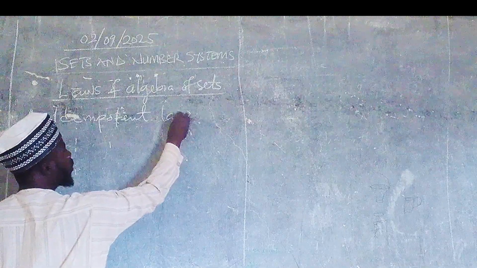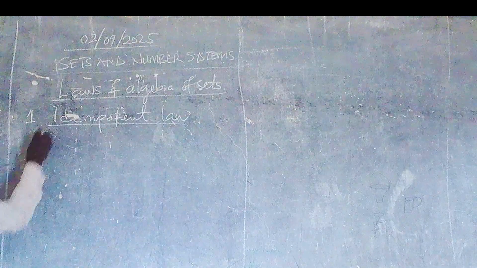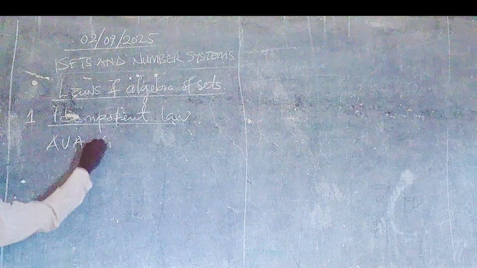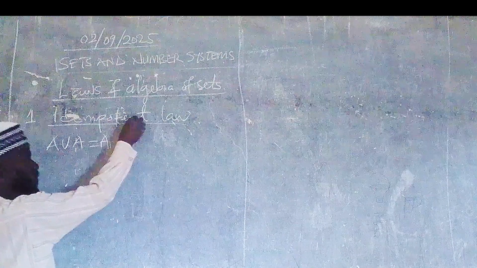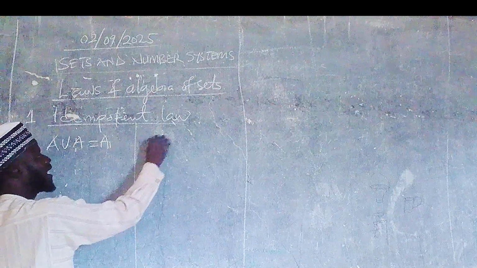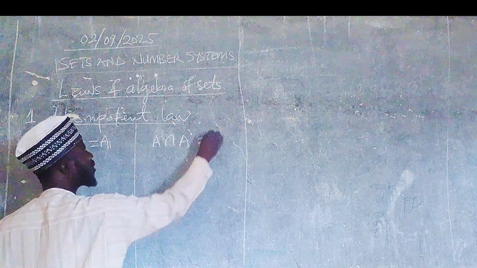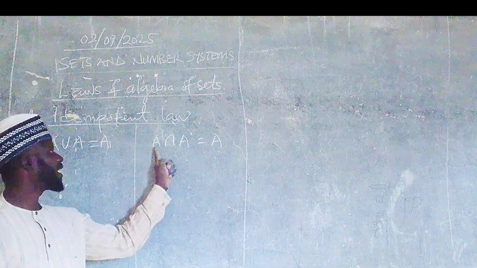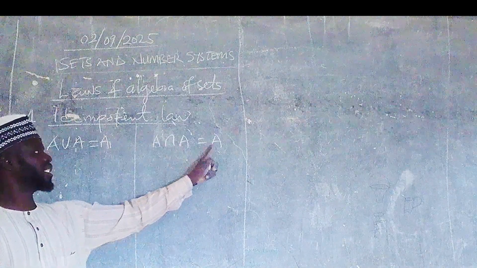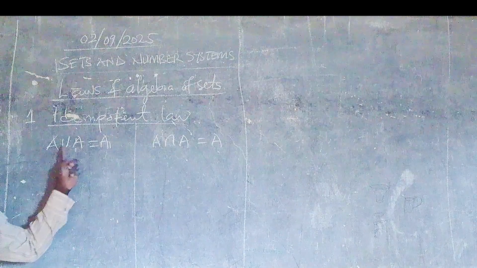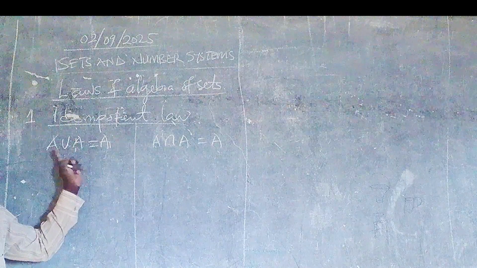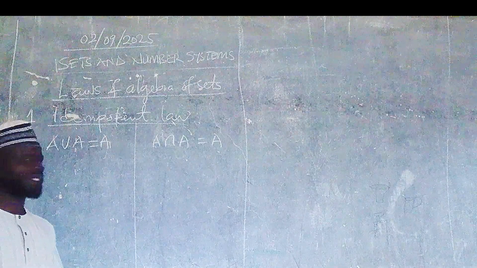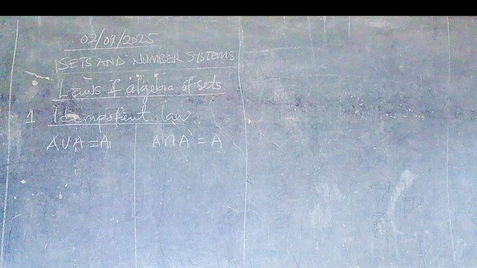Idempotent law. This law states that A union A is equal to A. Similarly, you have A intersection A is equal to A for all sets A. Every set, its intersection with itself is equal to itself, and the union of itself in two places gives back the set itself. That is what we refer to as the idempotent law.